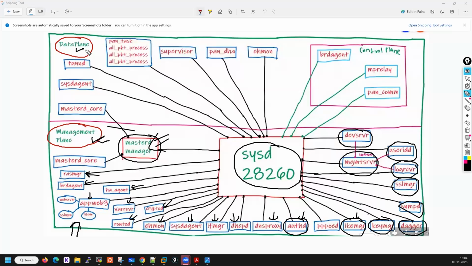So if you see in the data plane, we have very few daemons, like one core of master D, then sysd agent, tunnel D, pen task, supervisor, pen DHA, EHMON, BRD agent, MP relay, and pencom. Those are the daemons running in the control plane or the data plane. Why don't I mention it here as a control plane? Now you got the answer, because inside the data plane there is one control plane part also, and that control plane has those three daemons.